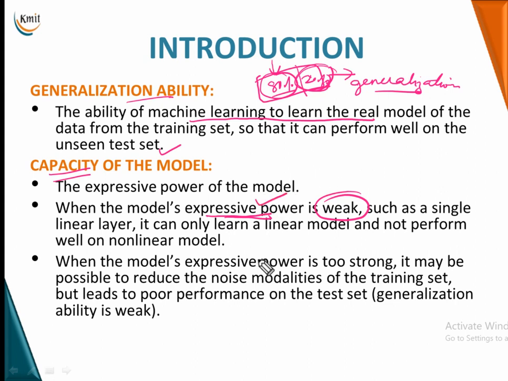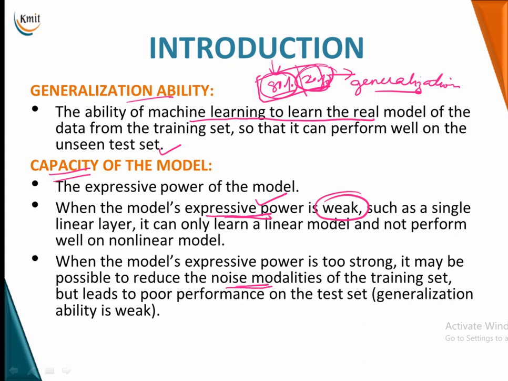Now, on the contrary, the model's expressive power can be too strong, wherein it will be able to train excessively well. That means for the training set, it is going to give you a very good performance, wherein it is even going to learn the noise that is present in the data, but in the same way it may not be able to perform very well on the test set. It's going to have a poor performance, so we call it weak generalization ability.